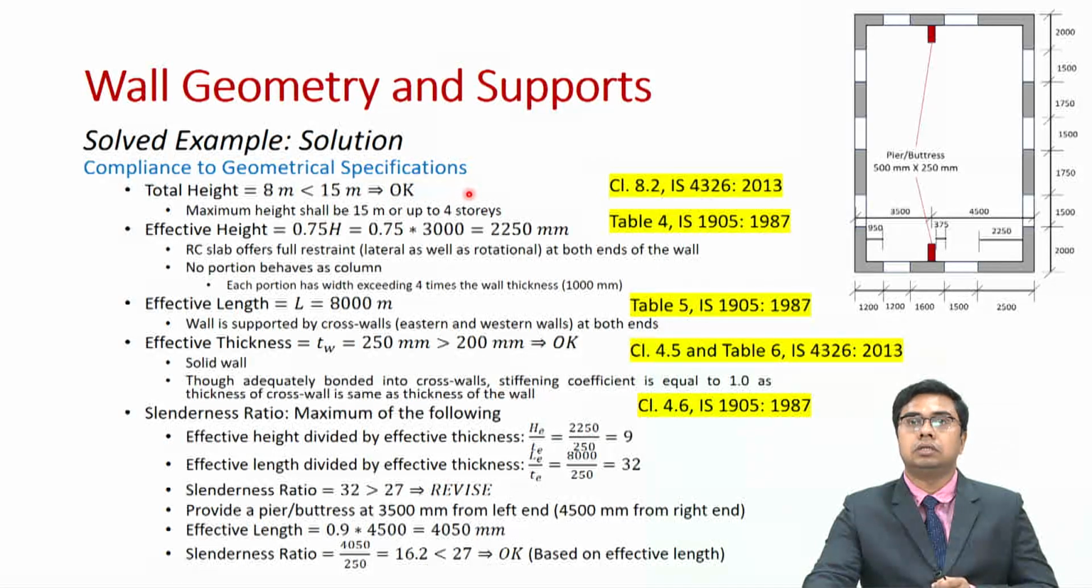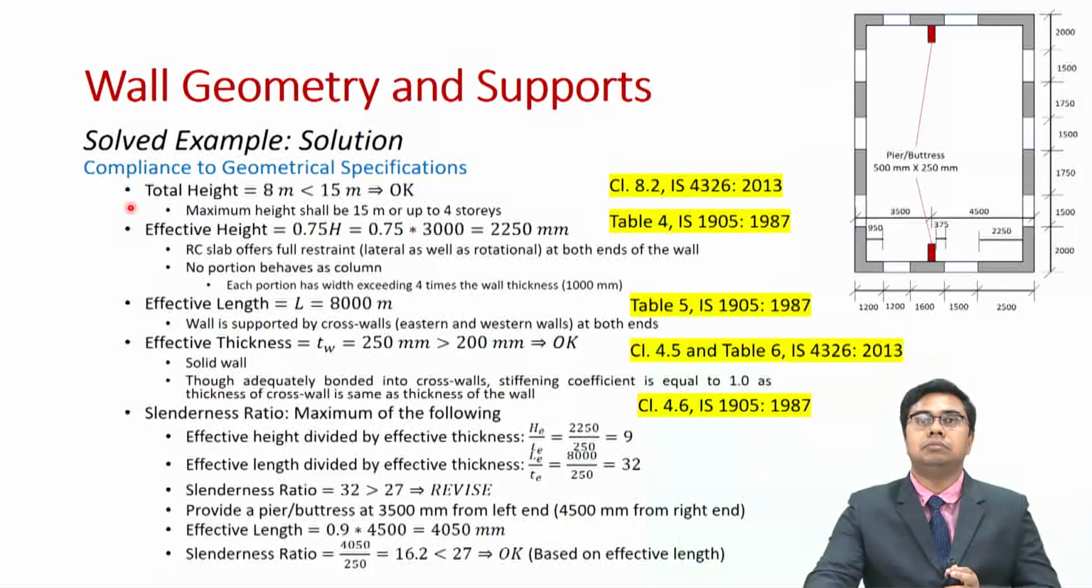So, it is sufficient. Here, while calculating the total height, I have assumed that the foundation will be sufficiently deep, and from the top of the footing up to the roof level it is 8 meters. Otherwise, the wall height is 3 plus 3, 6 meters only.